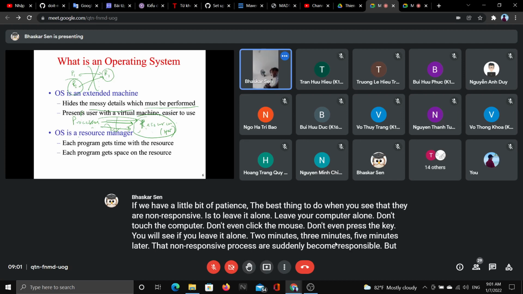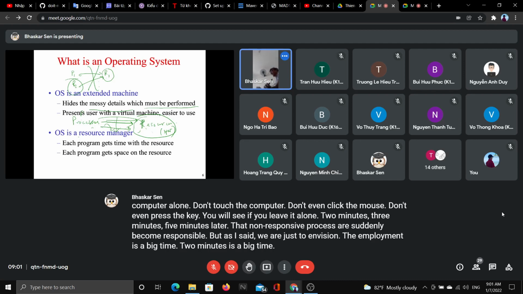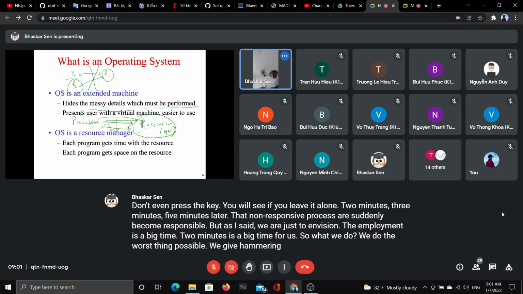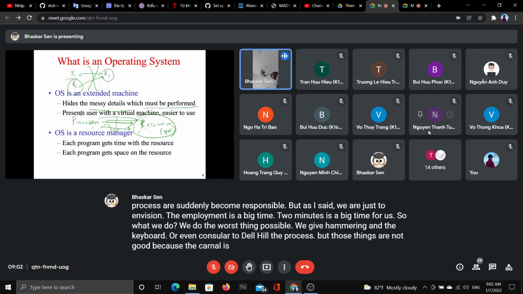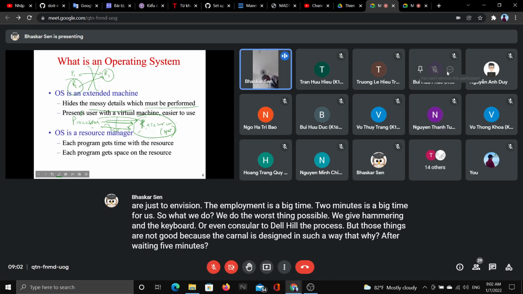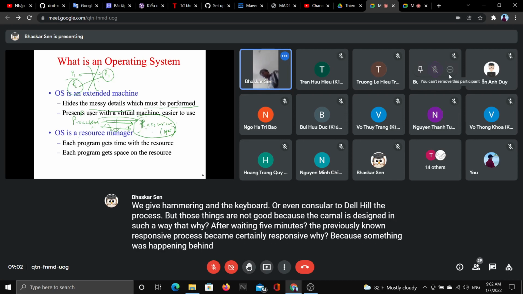But as I said, we are just too impatient. 5 minutes is a big time. 2 minutes is a big time for us. So we do the worst thing possible. We keep hammering on the keyboard or even Control-Alt-Del, kill the process. But those things are not good because the kernel is designed in such a way that, well, why, after waiting 5 minutes, did the previously non-responsive process suddenly become responsive? Why? Because something was happening behind the scenes, deep inside your computer.